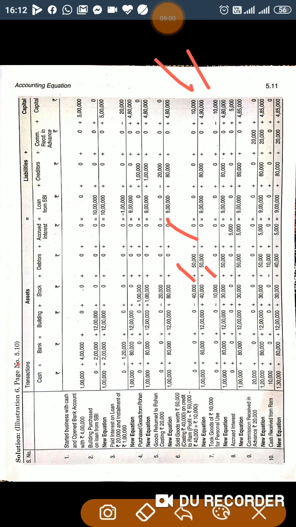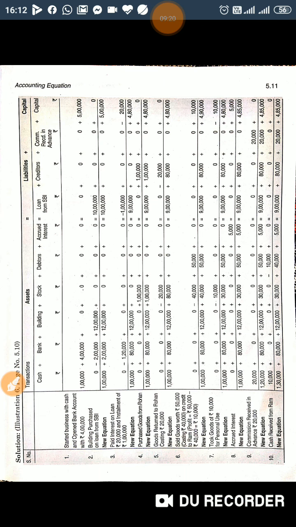Accrued interest. Accrued interest is an income for the business and it is an asset. So on the asset side you will mention accrued interest 5,000, and you will add 5,000 to the capital as an income.